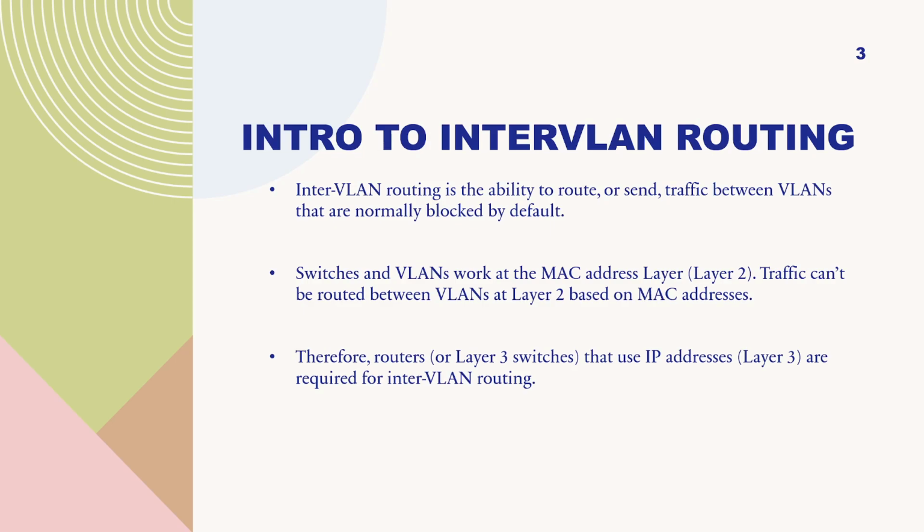Introduction to inter-VLAN routing. Inter-VLAN routing is the ability to route traffic between VLANs that is normally blocked by the switch. Layer 2 switches don't forward IP packets. They only forward traffic based on MAC addresses. Because we use VLANs, we are segmenting the network, so some VLANs cannot communicate with each other through a layer 2 switch. That's why we need something known as a router or a multi-layer switch to basically route the traffic between the VLANs.